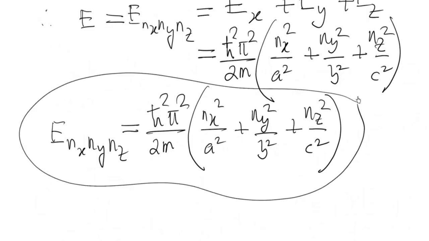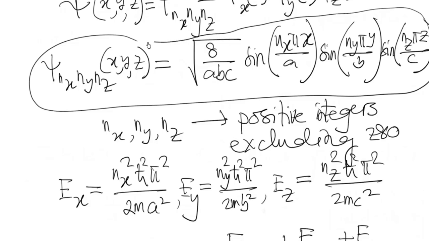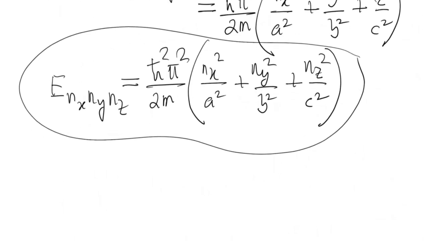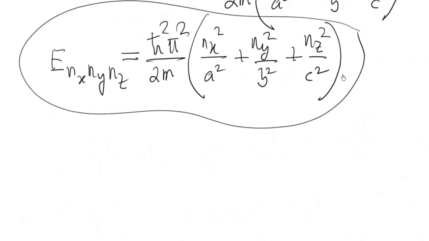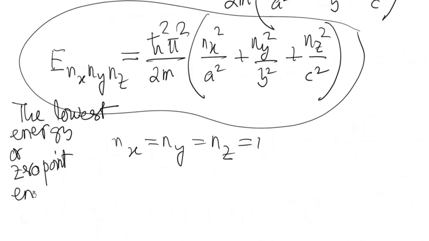So we have found the energy E nx ny nz, and we have also found the solution, the wave function of the particle trapped in the infinite potential three-dimensional box, and we can say that it is obvious from the expression of the energy that the lowest energy, or we call it 0-point energy, occurs when nx equal to ny equal to nz equal to 1. The lowest energy, or 0-point energy, for this.